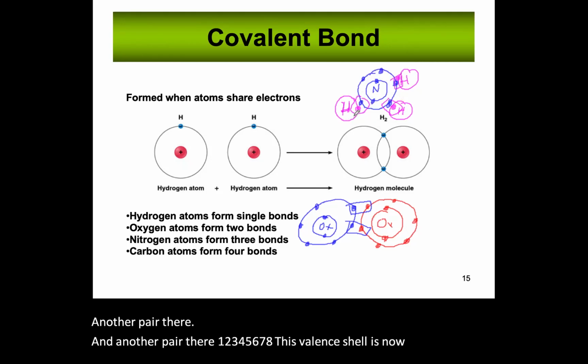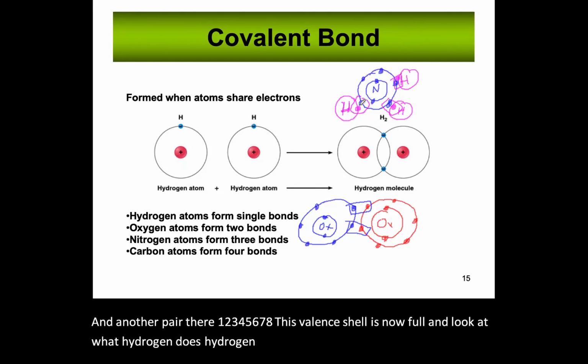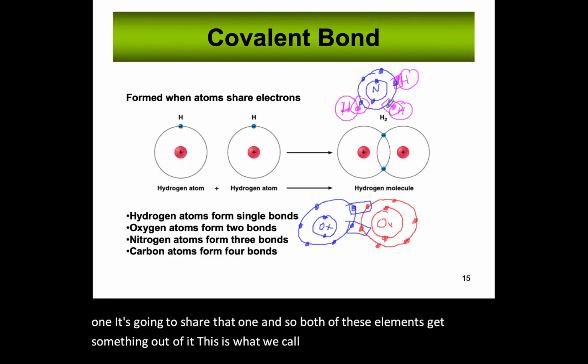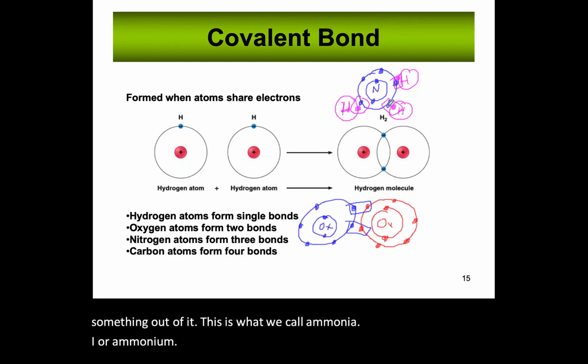And look at what hydrogen does. Hydrogen has 1, it's going to share that one. And so both of these elements get something out of it. This is what we call ammonia, right? Or ammonium, right? NH3.